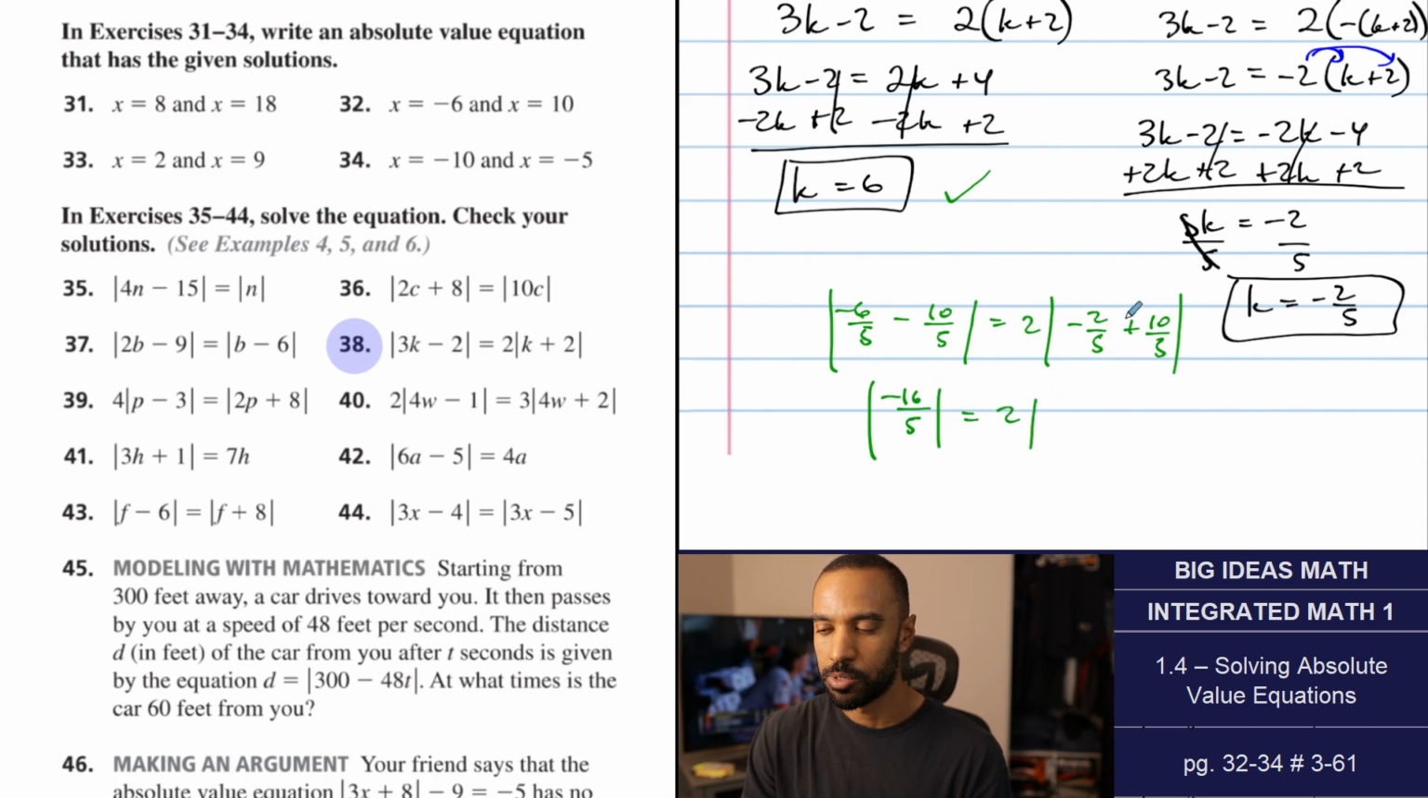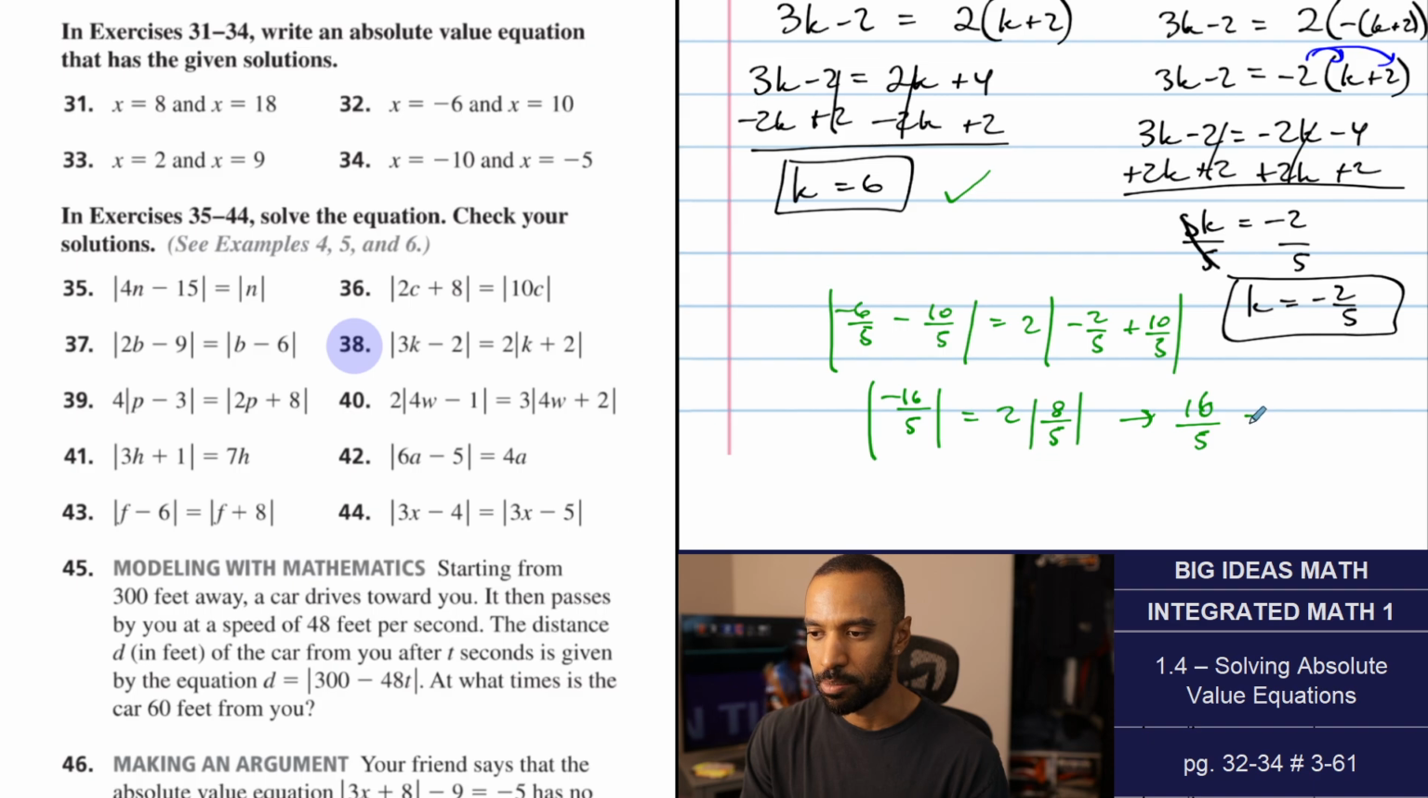And this is 2 times, and then this here we have negative 2 plus 10, which is 8. So 8/5 inside there. Absolute value of negative 16/5 is 16/5. Absolute value of 8/5 is 8/5. And 8/5 times 2 is 16/5. So that one checks out as well.